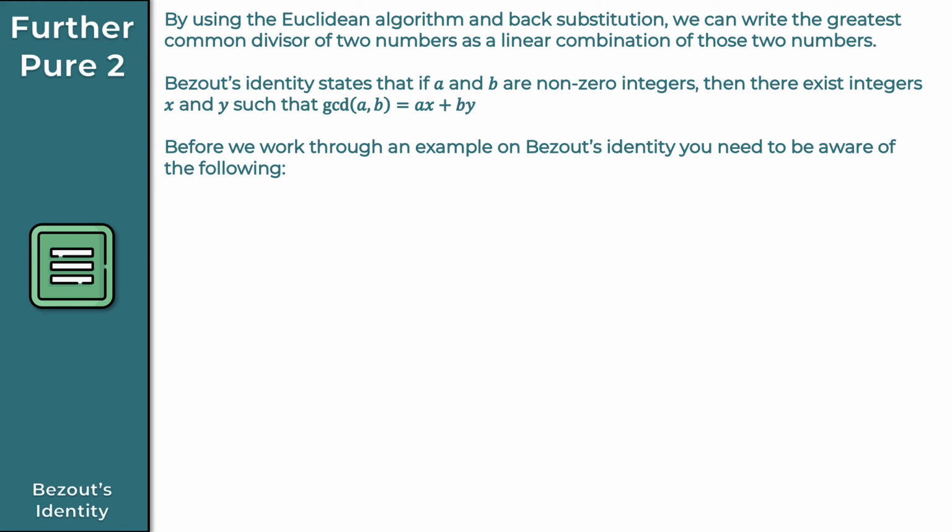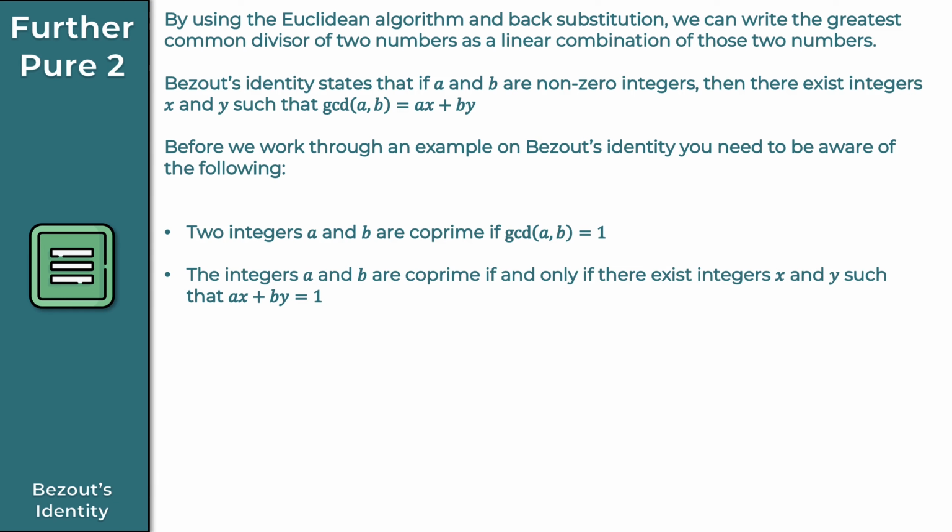And before we work through an example here on Bezout's identity, you also need to be aware of the following. So for the first point here then, two integers a and b are co-prime if the greatest common divisor, the GCD here, of a and b is equal to 1. Now, just a quick point here, this word co-prime, you might also see that referred to as relatively prime. They just mean the same thing, but certain exam questions might use relatively prime as opposed to co-prime. And then for the second point here, the integers a and b are co-prime if and only if there exist integers x and y such that ax plus by is equal to 1.